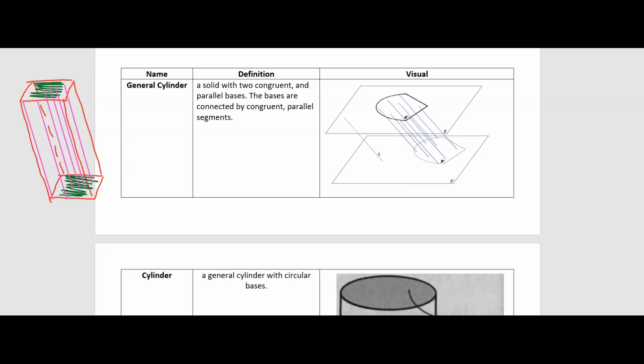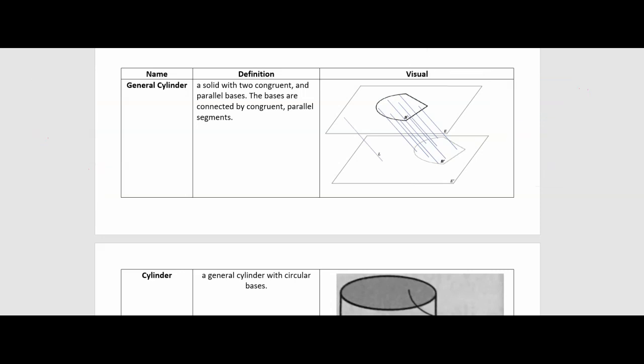So for general cylinders, the only criteria, right, is that the bases are congruent. So what I could not have would be, I'm still in my line tool, right? This would not be a cylinder, because the bases are not congruent. So as long as the bases are congruent and they are parallel, we're going to have a general cylinder.